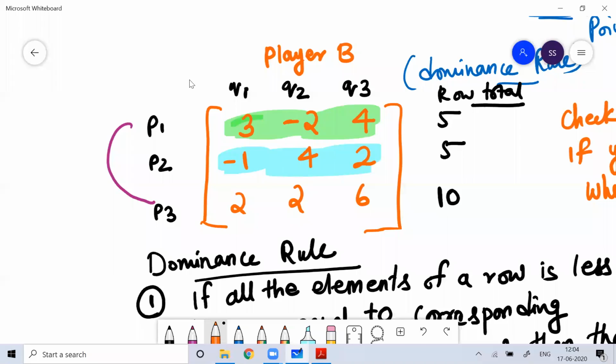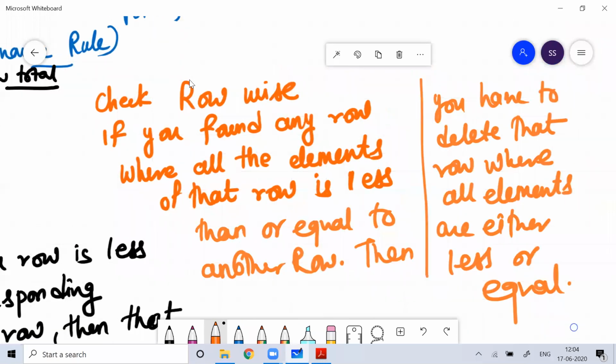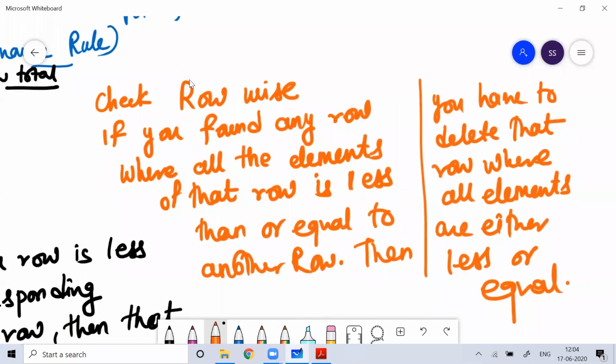Okay, so see everyone. Now check column wise. Now column wise, what we'll do? We'll check columns the way we check row wise. Now we'll do the same thing column wise also.